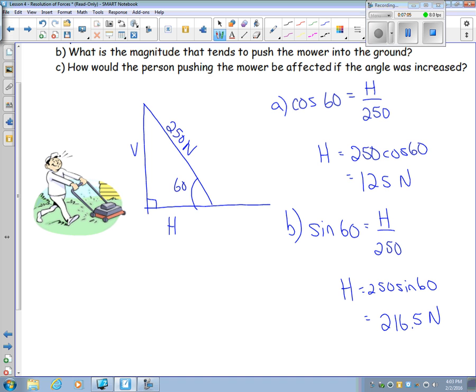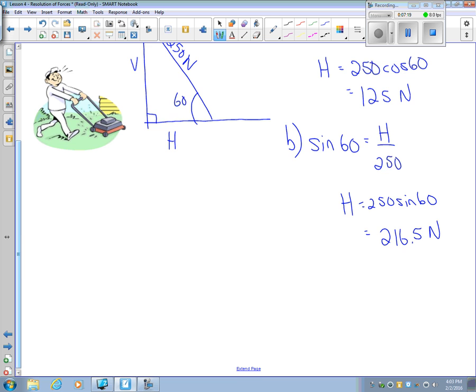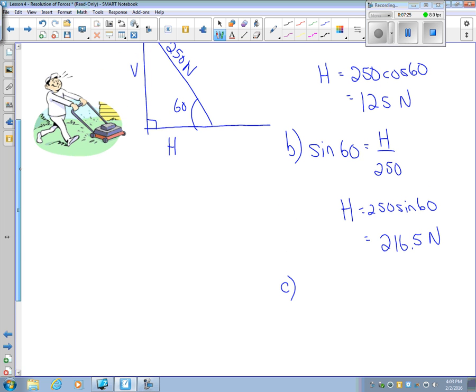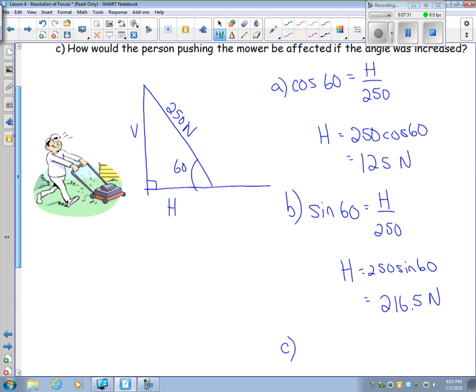Okay, part C. How would the person pushing the mower be affected if the angle was increased? Yeah, steeper angle. So instead of 60, maybe it's 70 or 80 or 90. 90 may be a little silly, but we could do something like that. What do you think? All right, well, the higher the angle gets, the more force that's being pushed downwards, right? If you don't believe that, try it. Try to figure out the vertical force.